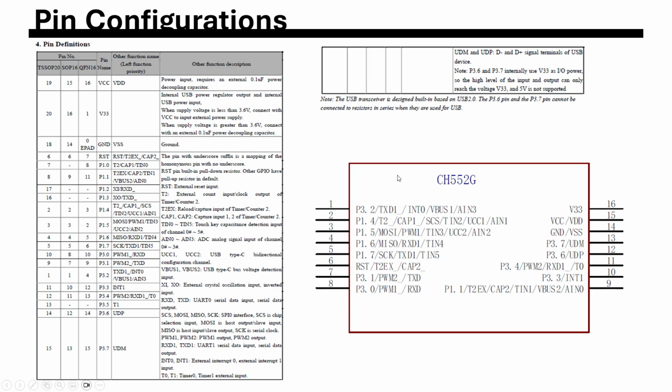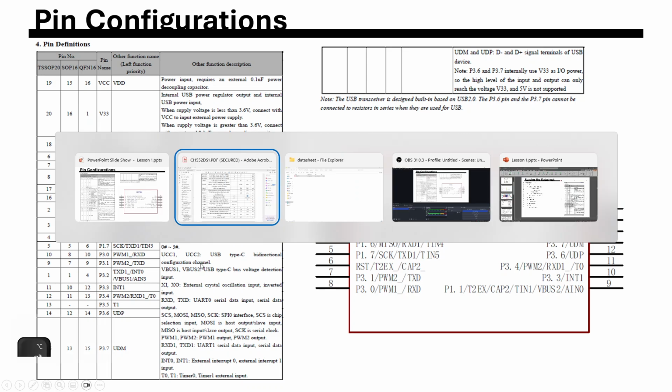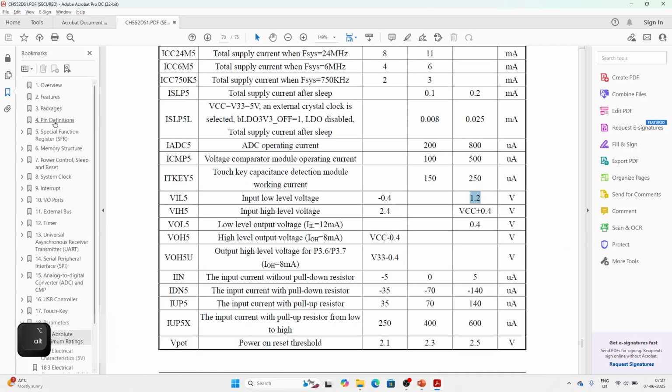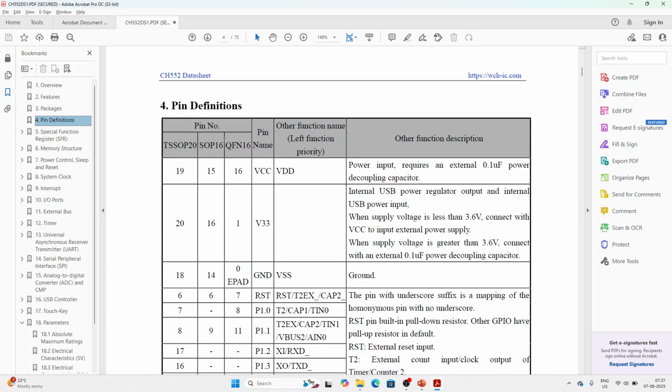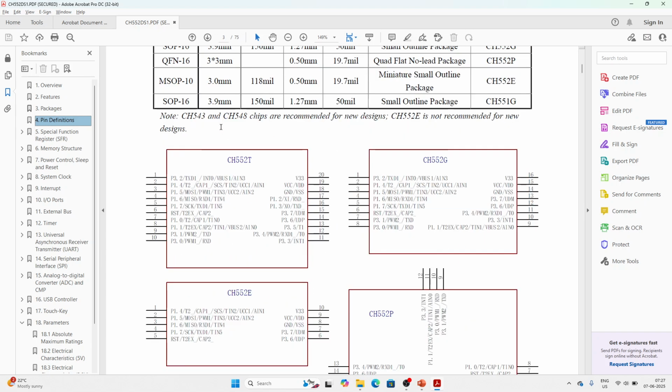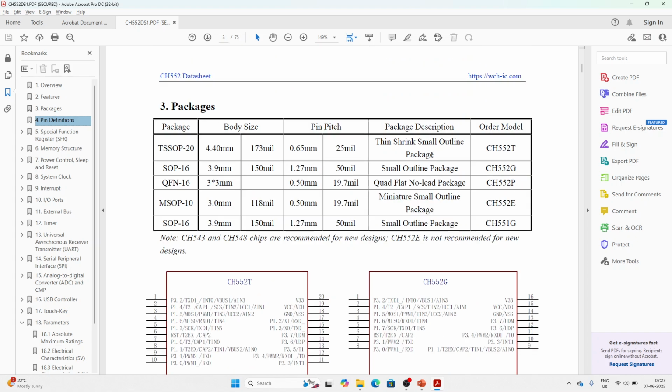So, pin configurations. Here are the pin configurations. To be more specific, let's see here. This comes in varieties of packages and varieties of pin configuration. The other microcontroller, CH552T, is a thin shrink small outline package, which is TSSOP20.